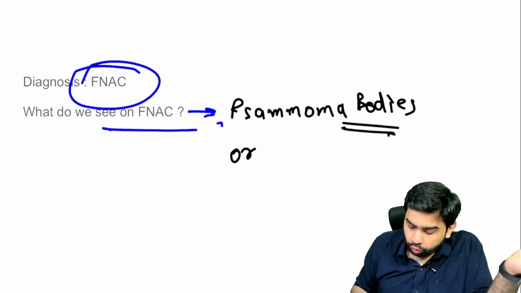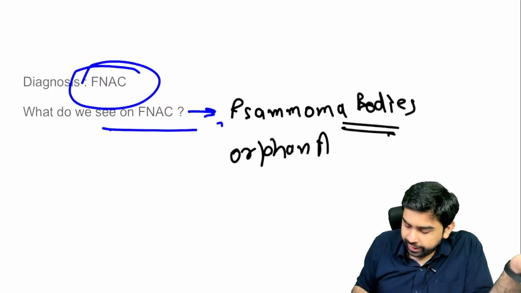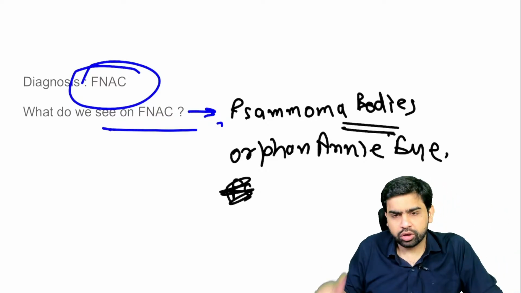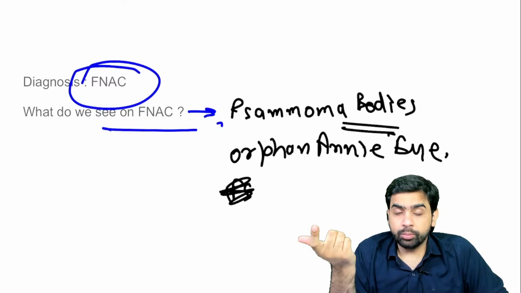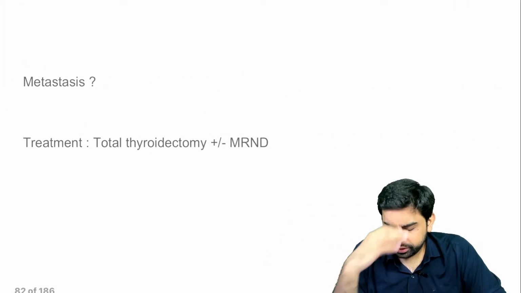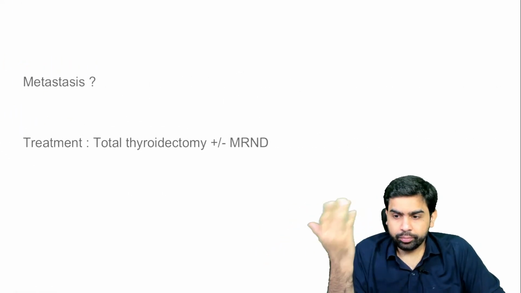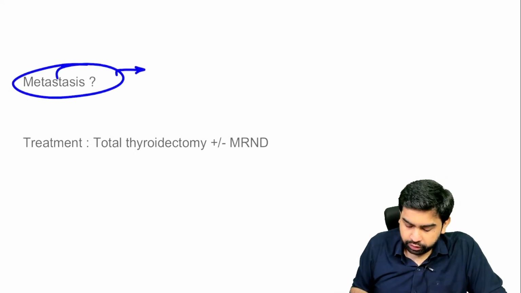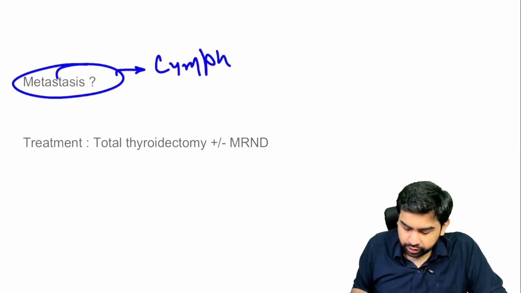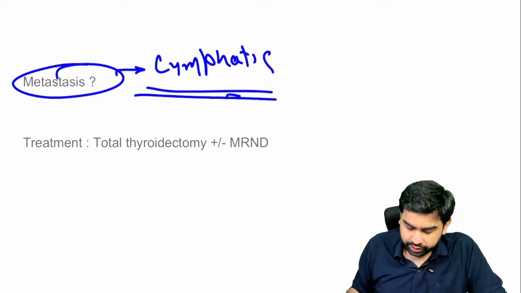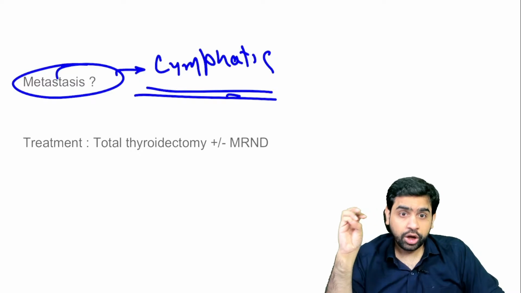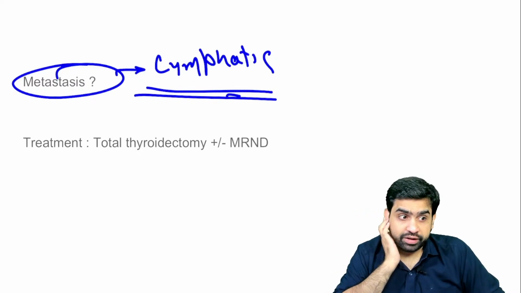Then you have orphan Annie eye nuclei, and then you have pseudo grooving. Forget about pseudo grooving. Just remember orphan Annie eye nuclei and the Psammoma bodies. This is what you find on FNAC. Metastasis, as I told you, is early lymphatic metastasis. It is famous for lymphatic metastasis. What about the treatment? Treatment is total thyroidectomy plus minus modified radical neck dissection.